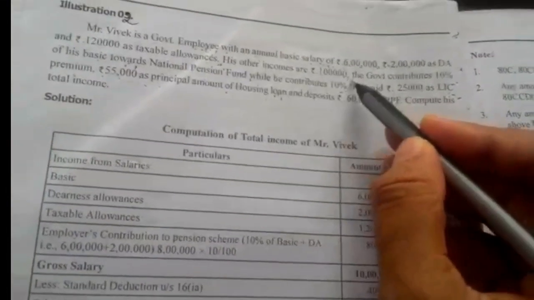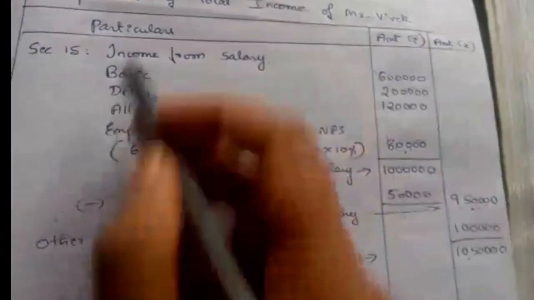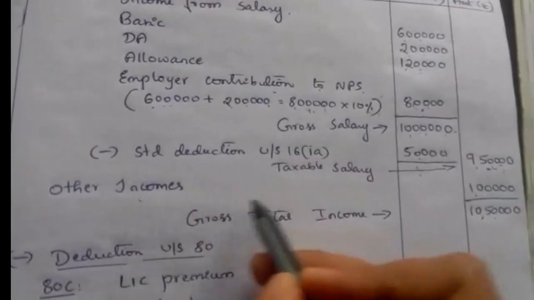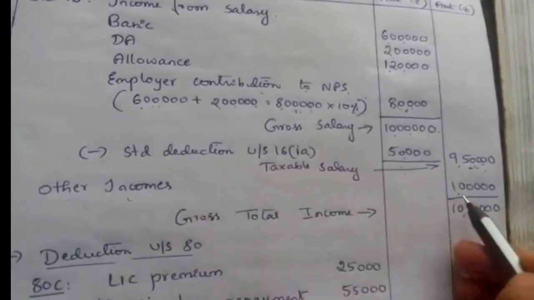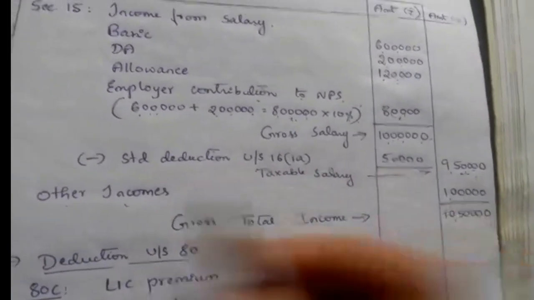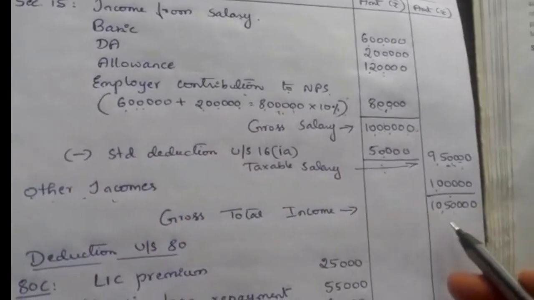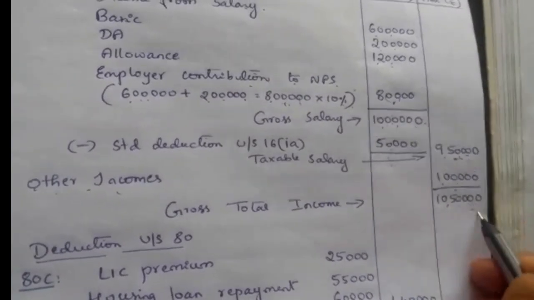Next, one more income that they have given in the question is his other income of 1 lakh. This one we have to take after section 15 income from salary, directly. They have not specifically given under which head the income is, so directly we can take other income 1 lakh, or we can take section 56 other income 1 lakh. So total gross total income is 10 lakh 50,000, that is 9 lakh 50,000 plus 1 lakh.